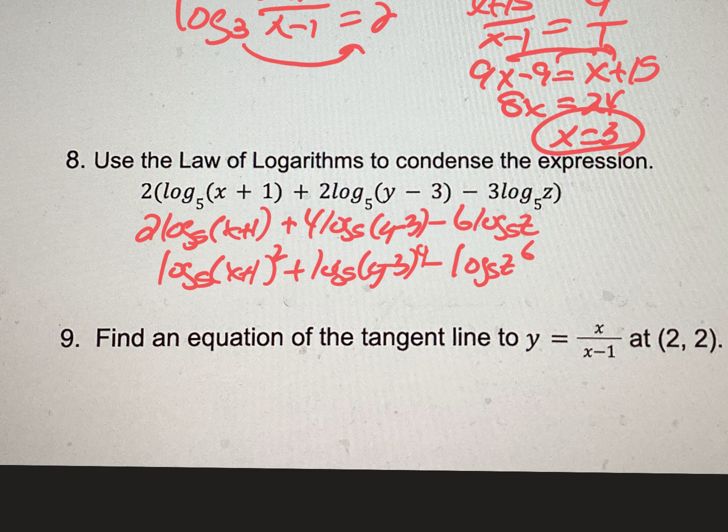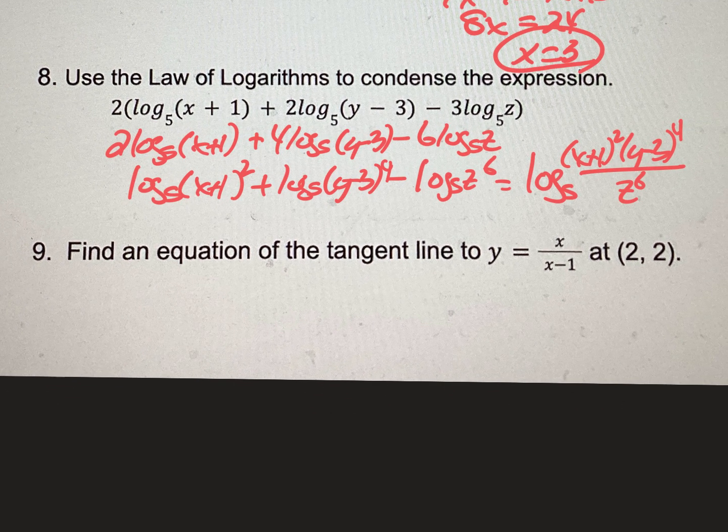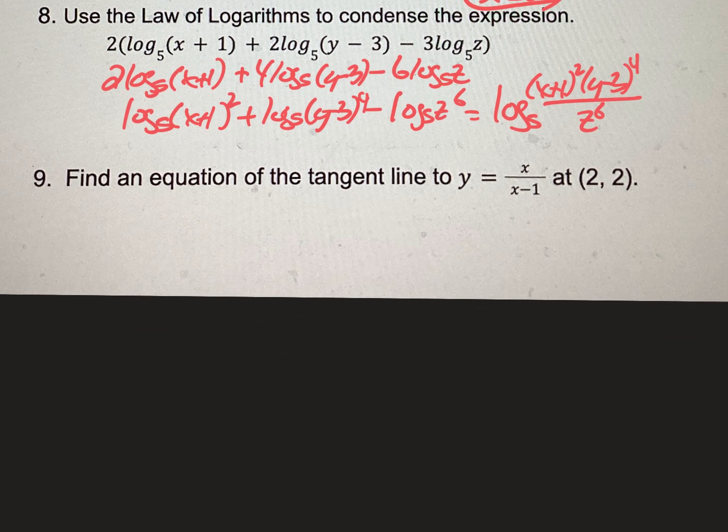Now, what we know is when you add 2 logs, you multiply. And when you have a subtraction, you divide. So I'm going to make this one big log, base 5. And I'm going to do x plus 1 squared times y minus 3 to the 4th. Do not multiply that out. That's way too big. Over z to the 6th. Make it 1 log. Remember, anything that's positive goes in your numerator. Anything negative goes in your denominator. Number 9, find an equation of the tangent line. Back to limits and derivatives.